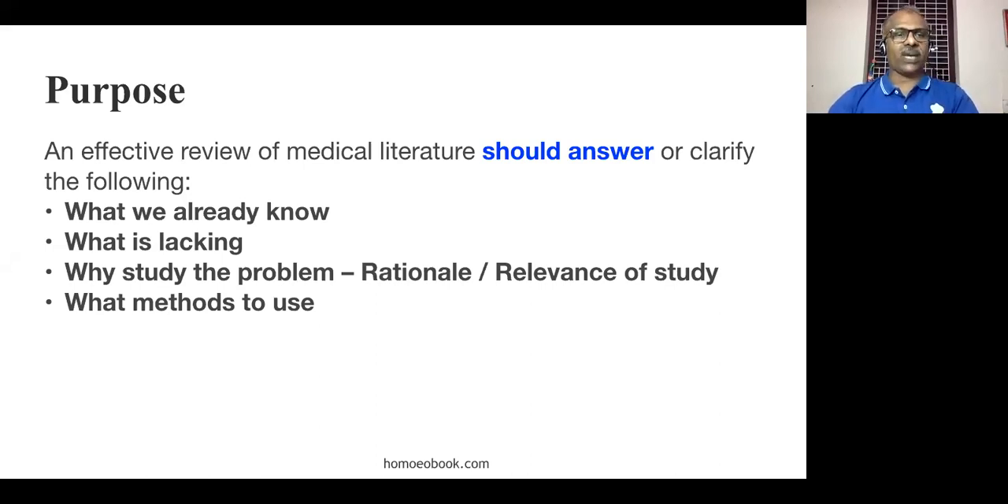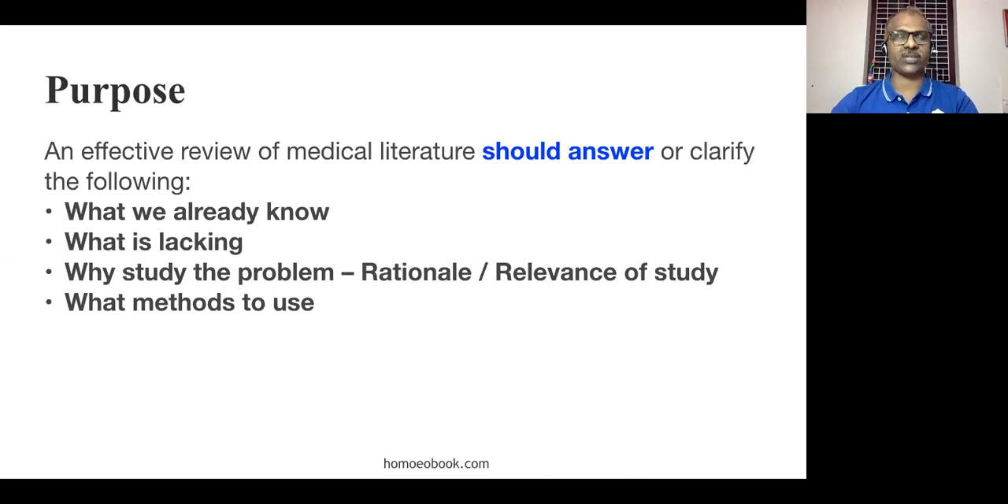The third point, why study the problem? The relevance of the study. You have to justify the need of the study through this literature review. How we can justify it? The incidence and prevalence of the diabetic neuropathy in the community is very high comparing to the previous years. But in the conventional system of medicine, there is not an effective treatment.